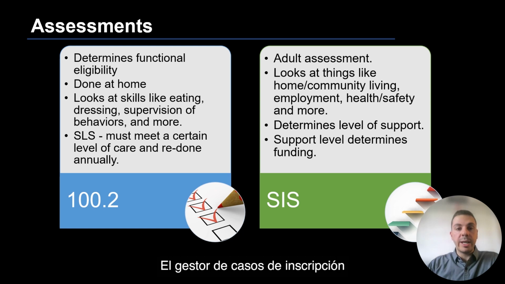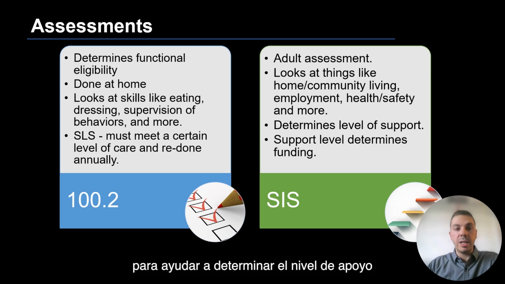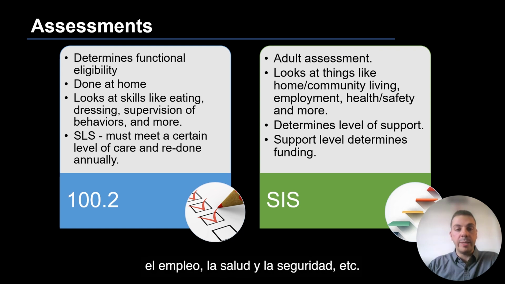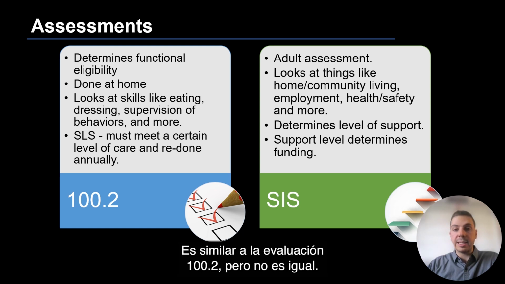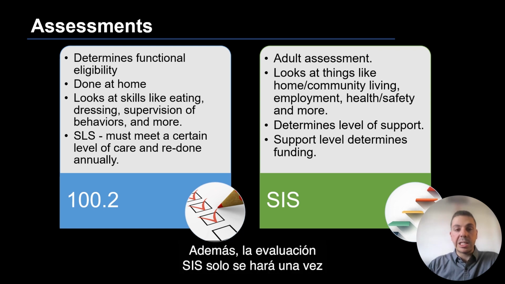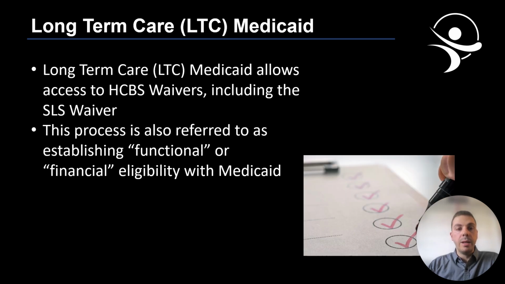The enrollment case manager will also set up a SIS assessment, or Support Intensity Scale assessment, to help determine support level and funding for the HCBS SLS waiver. This SIS assessment reviews home and community-based living, employment, health and safety, and more. It is similar, but not the same as the 100.2 assessment. Also, the SIS assessment will only be done one time in an individual's lifetime.